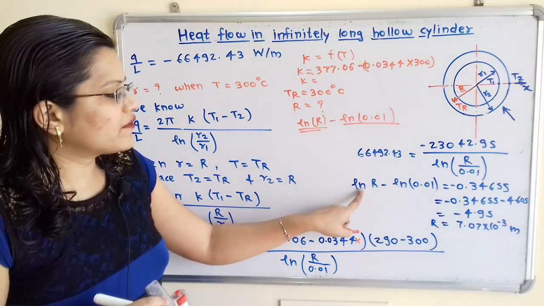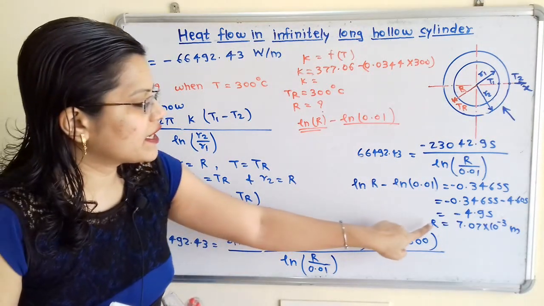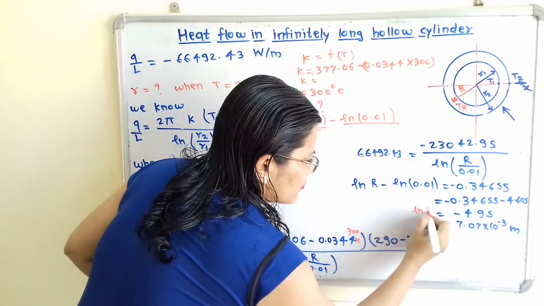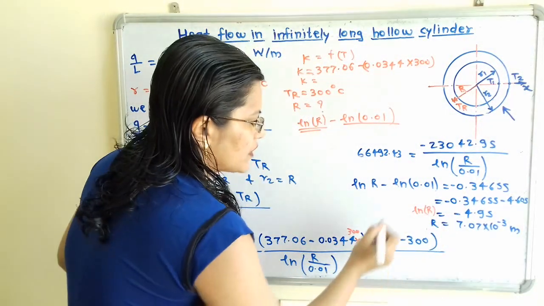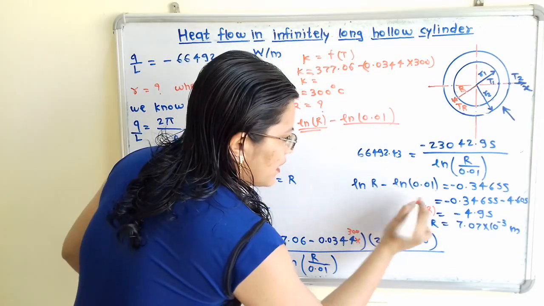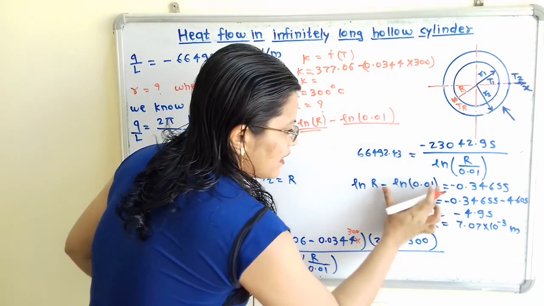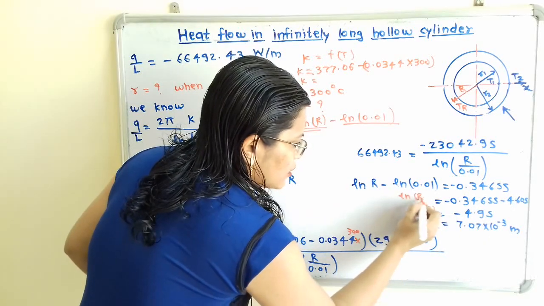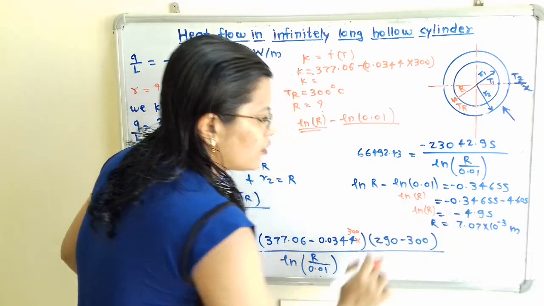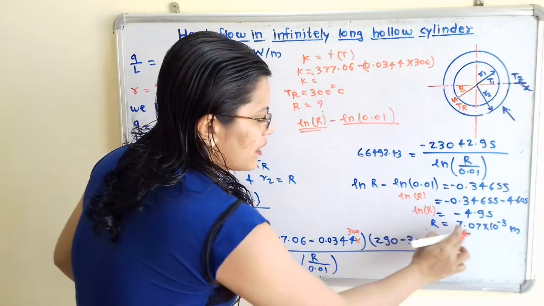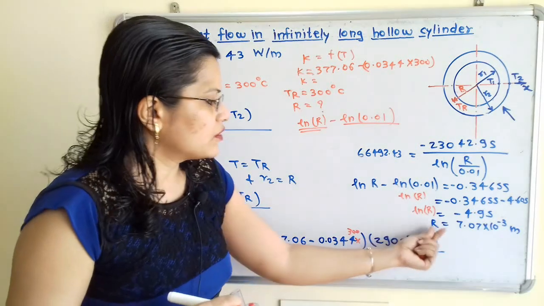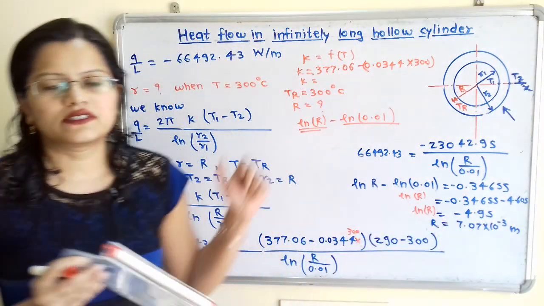And when we take the inverse of ln, we will get R, because on both sides here is ln R. We have to transfer this term to the right hand side, so here is also ln R. When we take the inverse of ln on both sides, we get capital R is equal to 7.07 into 10 raised to minus 3 meter. So this is the answer of the second question.